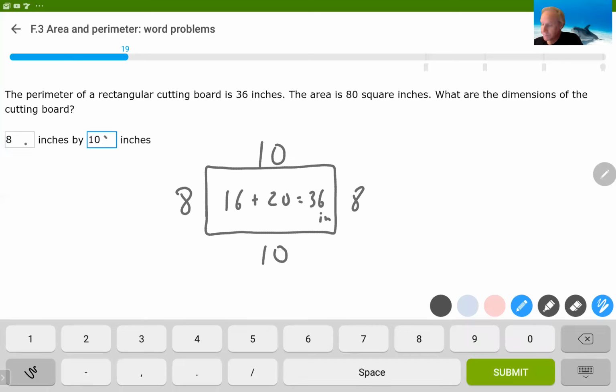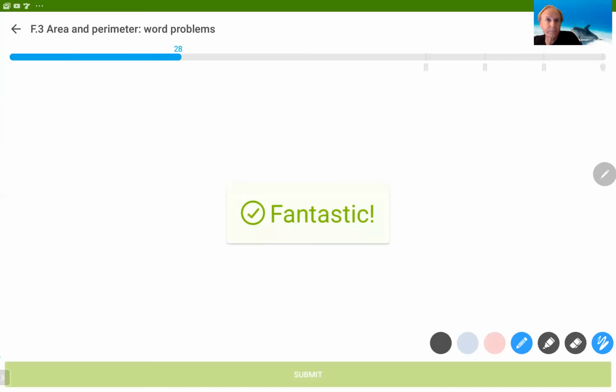Now later on, you will have much more difficult problems where you're going to have to actually write the formulas and substitute and use systems of equations to solve them. But these type you can just guess and check.